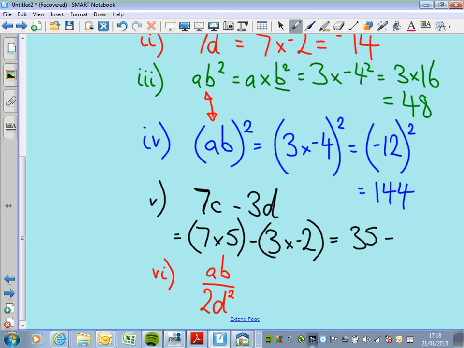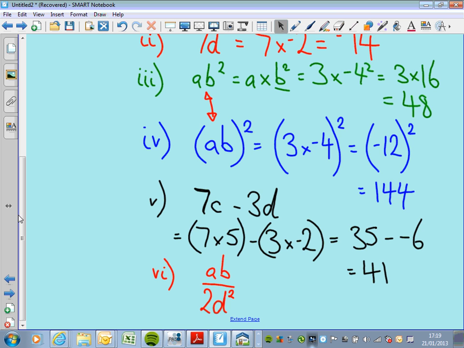Take away 3 lots of minus 2 is minus 6. We've got 35, take away minus 6. Again, you might put the brackets around the minus 6. I'm not going to bother this time. Start on 35 on your imaginary number line. If you take away a minus number, or a negative number, you get bigger. Take away a positive, you get smaller. Take away a negative, you get bigger. So it's actually 35 plus 6, 41.